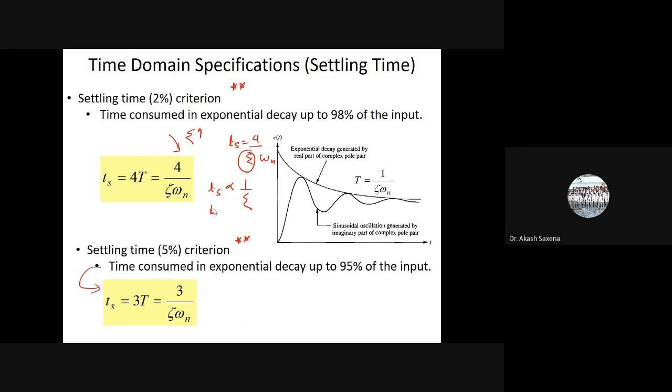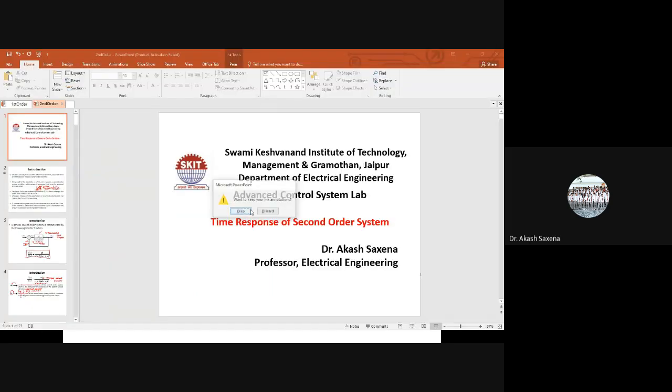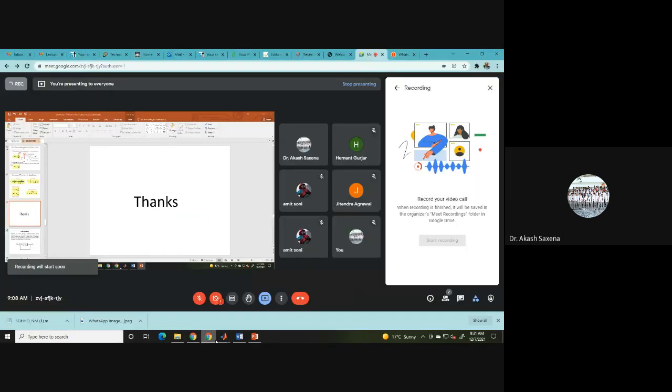These are very important parts where I have segregated the time period into T, 2T, 3T, 4T, 5T, and we have observed the response in the previous slide. Here the 4T and 3T criteria are 2% and 5%. These are the summary of the time domain specifications which we can employ for solving problems. Now, this is all about the time domain specification part.